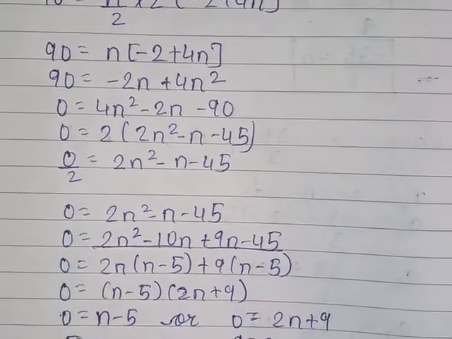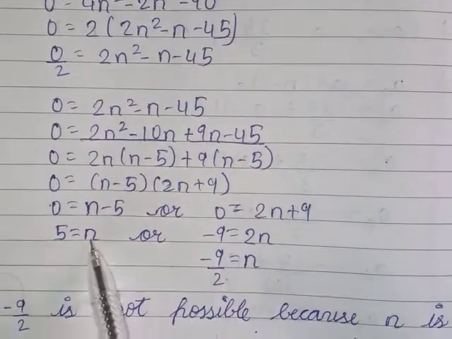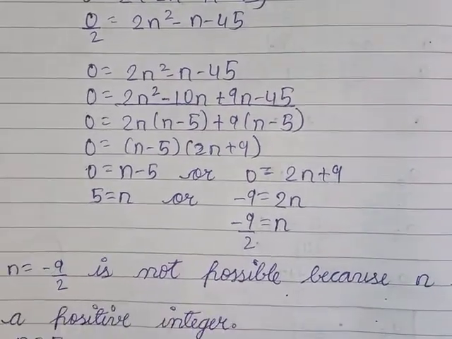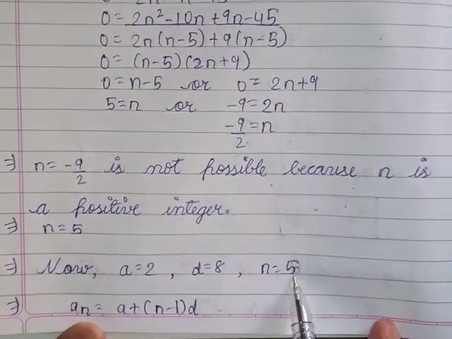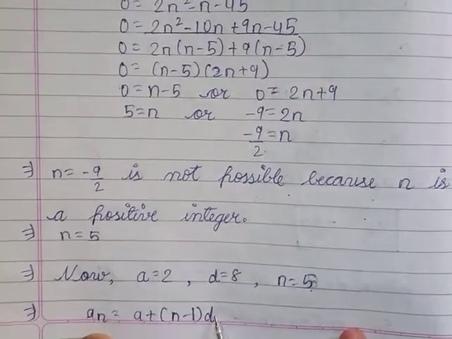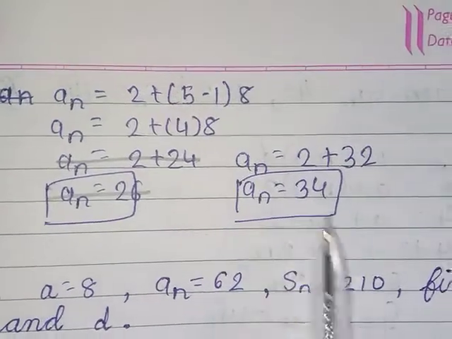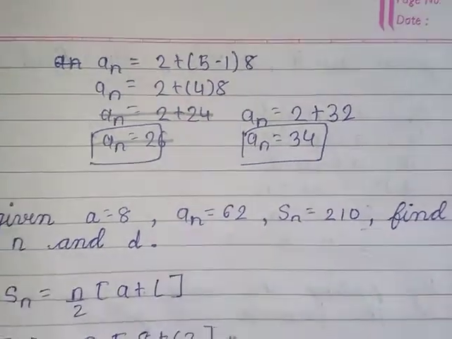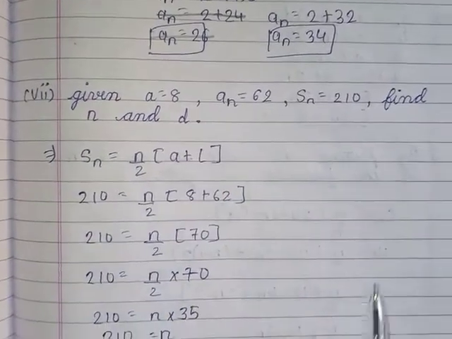If you do it like this, you can get the value of n. This is a fraction, which is not possible. So n is equal to 5. Now a is equal to 2, d is equal to 5, and n is also 5. You can find an. Like this, an will be 34. So carry on with this. If you have any problem, then you can ask.